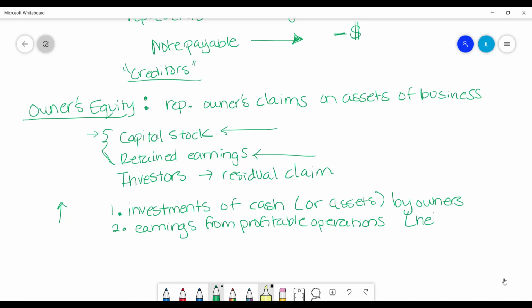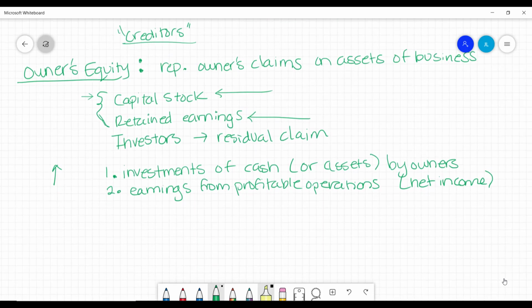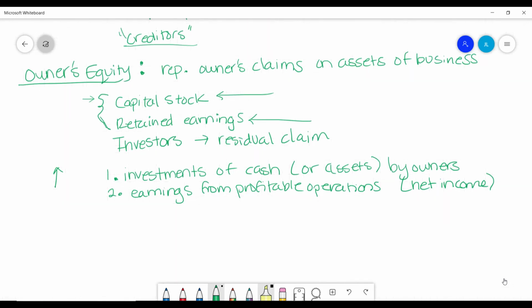In other words, earning or generating net income for the period. Net income is going to increase this retained earnings balance. Okay, so those are the two main sources that owner's equity comes from, and that will cause it to go up anytime someone invests more in the business and anytime that the business actually generates a net income.